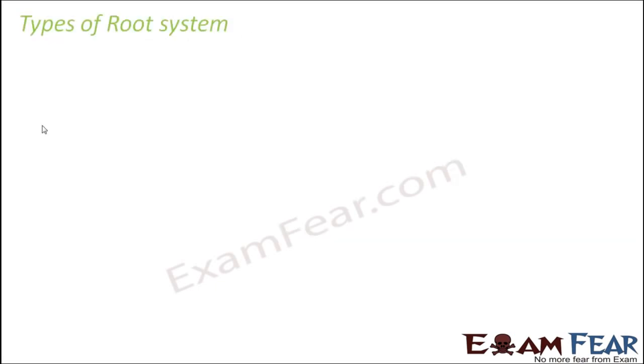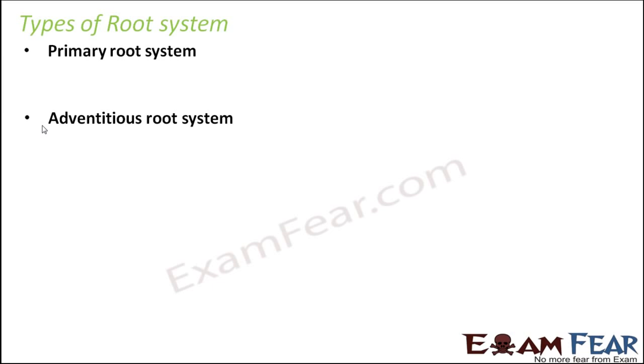So now let us talk about the types of root system. Now what are the different types of roots? Again, we will broadly classify it into two types. One is primary root system and the other one is adventitious root system. So these are again two broad classifications. However, there is further classification of the primary root system into tap root system and fibrous root system. Now these are the different types of root system.